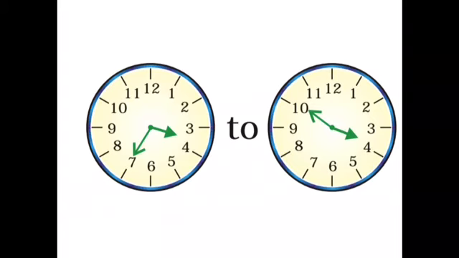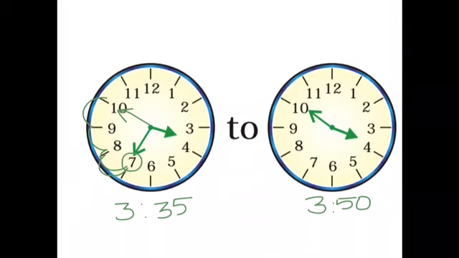Now look here. There are two different clocks given here. The first clock tells the time as 3:35 and the second clock shows 3:50. Now the question here is, how many minutes did the minute hand take to move from 7 to 10? So from 7 it had gone to 10. How many minutes did it take? We know that the duration between each number is 5 minutes. So 5, 10, 15. So it took 15 minutes to reach from 7 to 10.